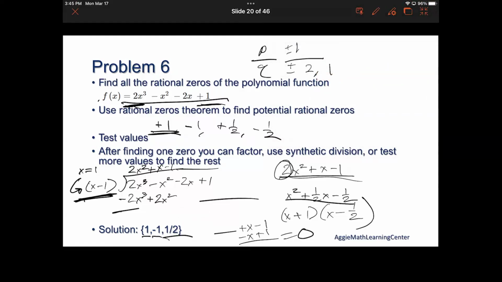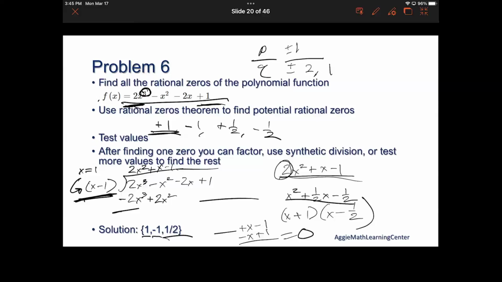And the reason why we know there are going to be 3 zeros is because the greatest multiplicity of our polynomial is 3. And that can tell us how many zeros we are going to have for the whole polynomial. So super nice. Does anyone have any questions with that?